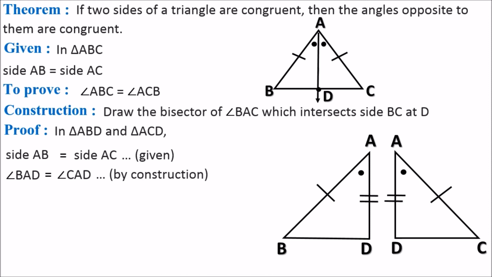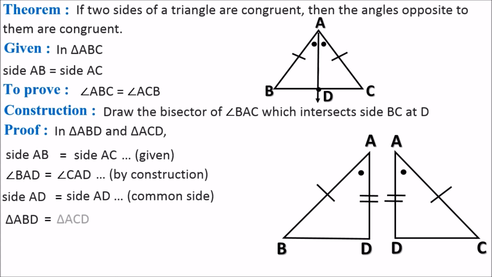Look at these two triangles once again. Here side AD congruent to side AD, right? It's a common side. It is a side of both the triangles, and we know that every segment is congruent to itself. Therefore side AD equals to side AD. The reason is same side, common side. So these two triangles are congruent by SAS test. So here we can say that triangle ABD equals triangle ACD by SAS test.